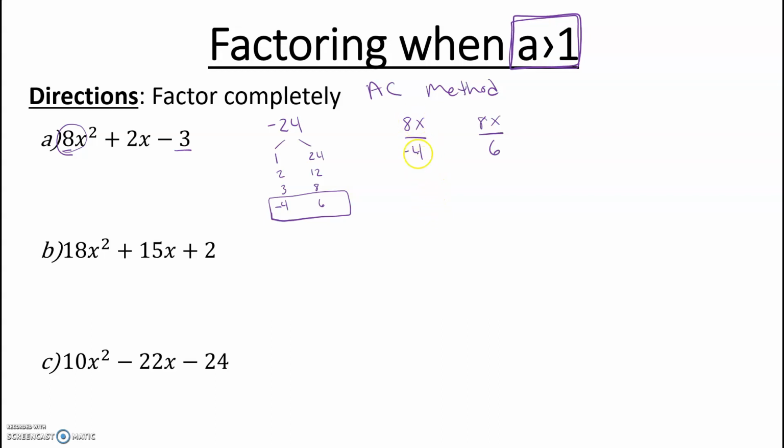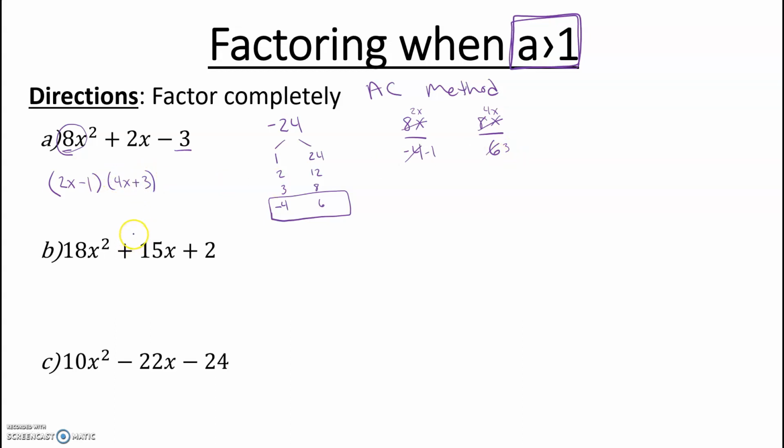So it looks like this one's both divisible by 4. So divide by 4, you get 2x. Divide by 4, you get negative 1. And that is simplified. Here, these are both divisible by 2. Divide by 2, you get 4x. Divide by 2, you get 3. And once you're simplified, you have your two factors. So we have a 2x minus 1, and we have a 4x and a positive 3.